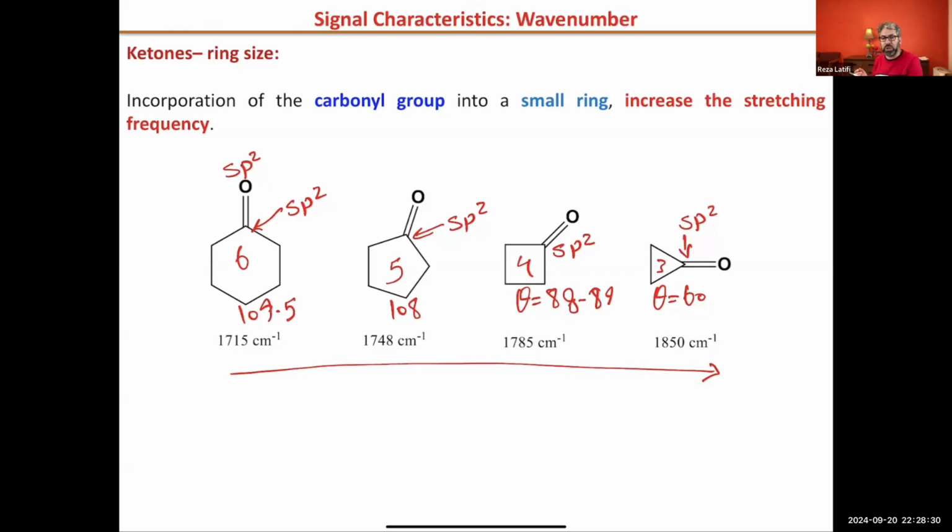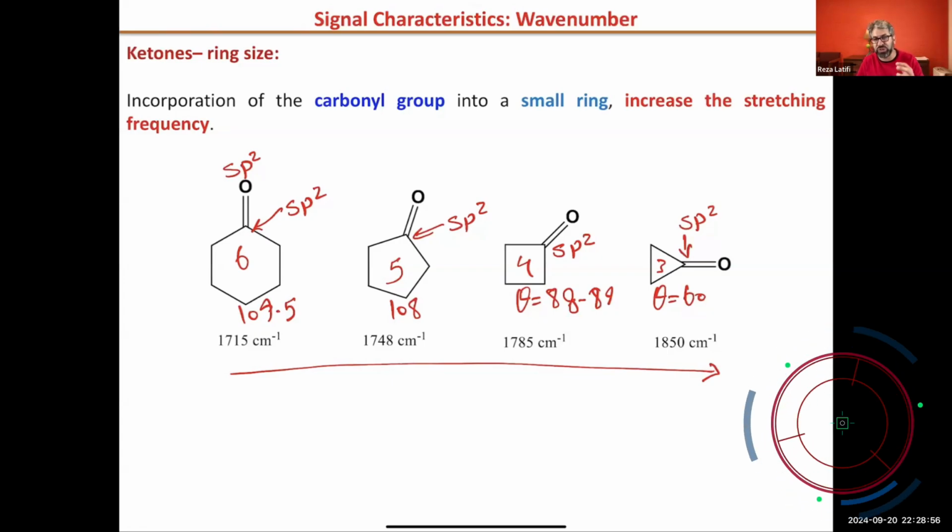You will use s orbital to make a bond with oxygen, and because s is too close to the nucleus, it will pull oxygen closer to itself. That means oxygen gets closer to carbon, and because it's closer, it's going to cost you more energy to stretch it or to vibrate it, and that's the effect of ring on frequency of the CO or the carbonyl bond. As you decrease the size of the ring, frequency will go up.